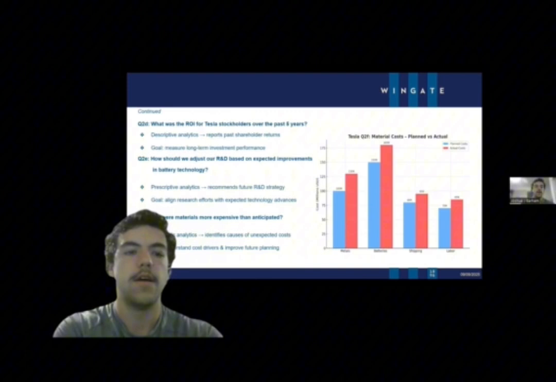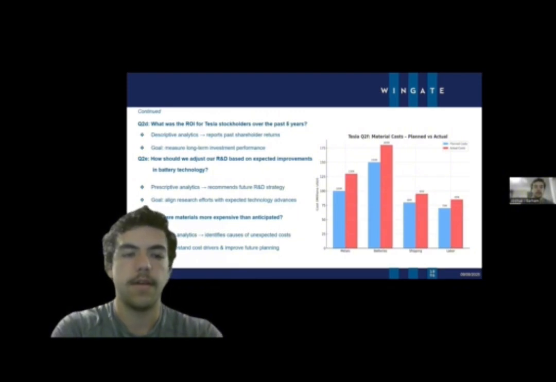The goal here is measuring the long-term investment performance and if there's anything that needs to be changed for Tesla. For the second question here, part E, is how should we adjust our R&D based on expected improvements in the battery technology? So this is a little bit trickier, but it's prescriptive because we're looking at the specific improvement in battery technology. So that's why it's prescriptive.